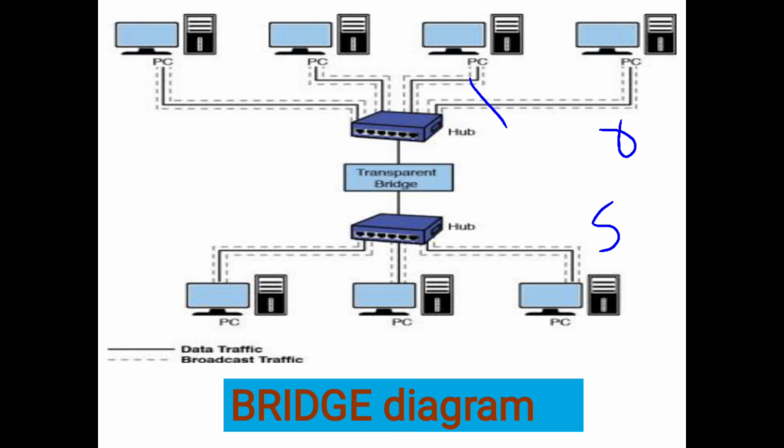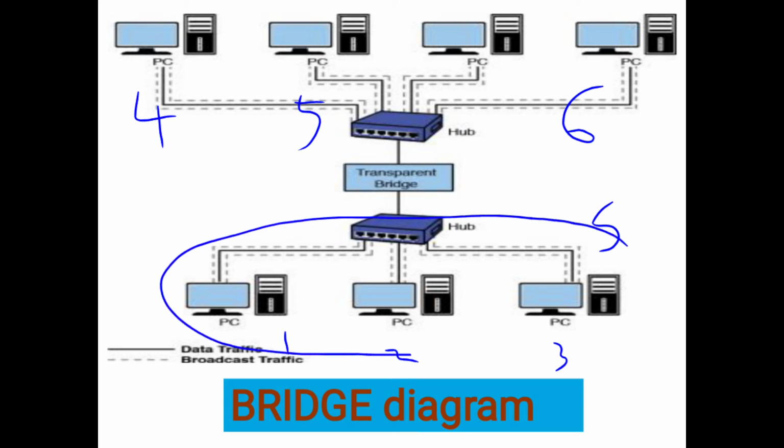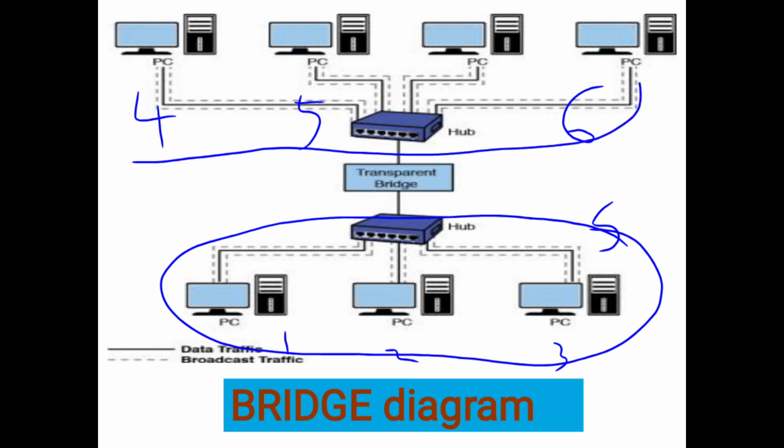With the help of the bridge, what are we dividing? We are dividing our LAN into two equal parts. We will call one part 1, 2, 3, and the other one 4, 5 and 6. Now the bridge will check: if there is any data to be transmitted among 1, 2 and 3, such as 1 requesting data from 3 or 2 requesting from 1, then there is nothing to do with 4, 5 and 6. So at least half of the computers are not getting disturbed.